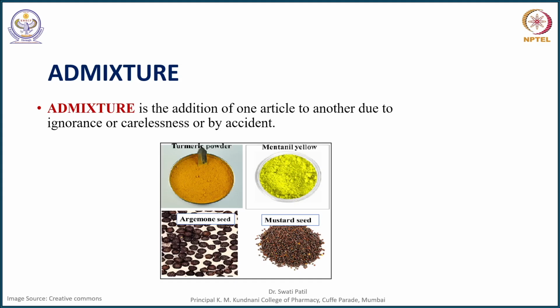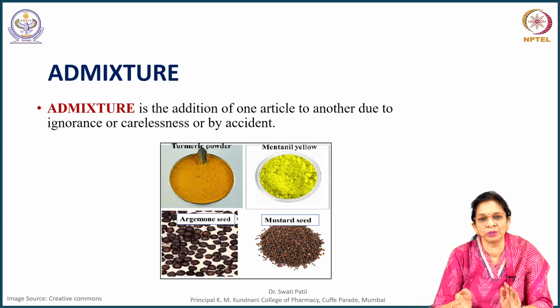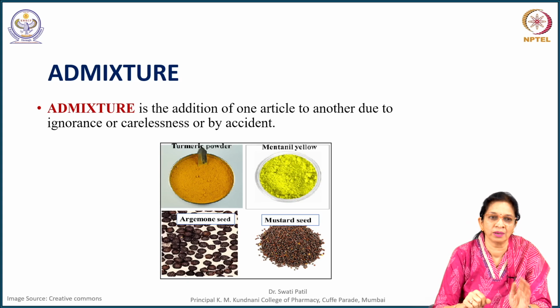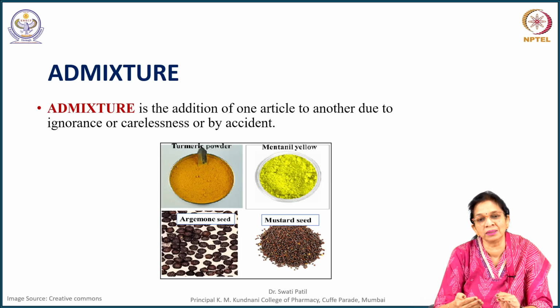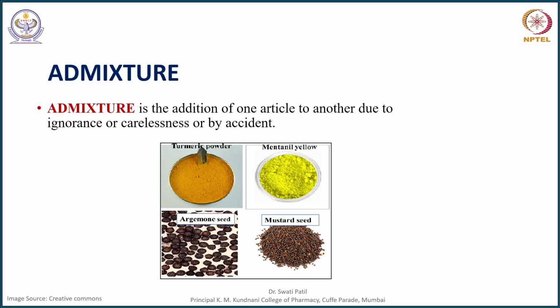Admixture is when there is addition of one article to the other due to ignorance or carelessness or by accident or intentionally, to increase profit or make it more economical. This kind of adulteration is called the admixture adulteration, where we find that turmeric powder most of the times, because of the high demand and the cost, is mixed with a synthetic dye, and this synthetic dye is raising alarms as it can be carcinogenic. Or argemone seeds are adulterated with less expensive mustard seeds.